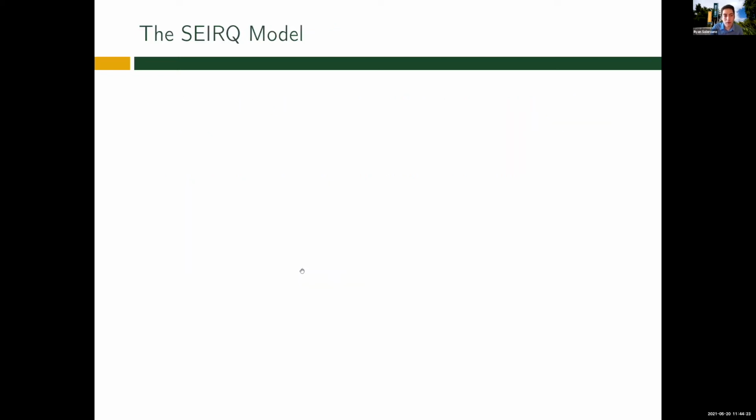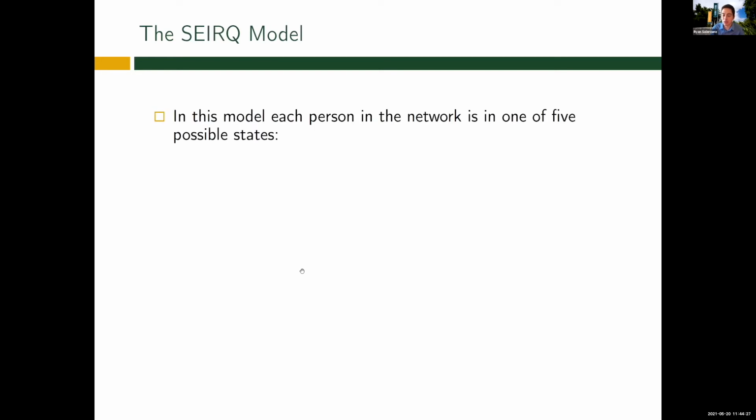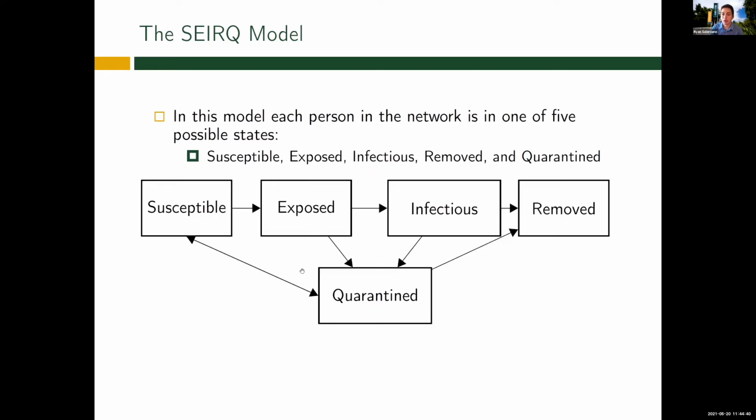And let's talk a little bit about the model we use. We have this SEIRQ model where each person in the network can be in one of 5 possible states: susceptible, exposed, infectious, removed, and quarantined. You'll notice I changed it from recovered to removed, and that's just because it encompasses all possible outcomes of the disease.